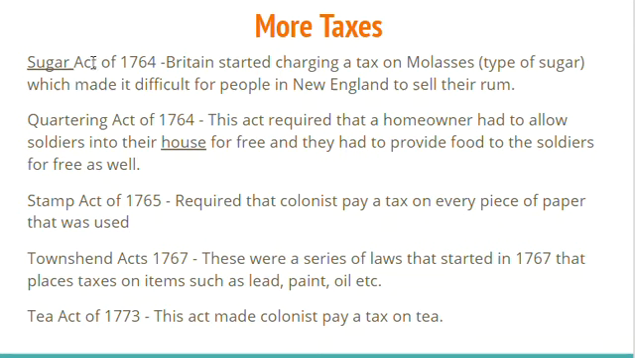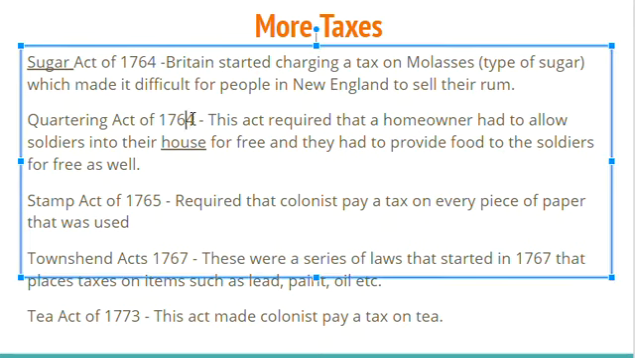And here are some of the taxes. There was the Sugar Act of 1764. Britain started charging a tax on molasses, a type of sugar, which made it difficult for people in New England to sell their rum. Then the Quartering Act of 1764. This act required that a homeowner had to allow soldiers into their house for free. And they had to provide food to the soldiers for free as well.